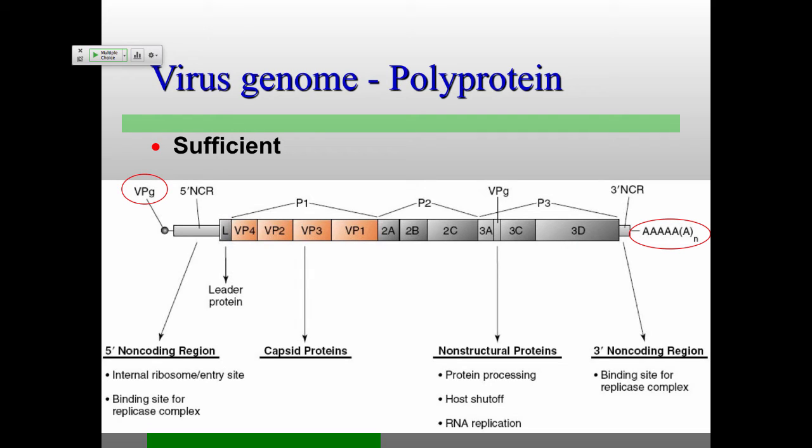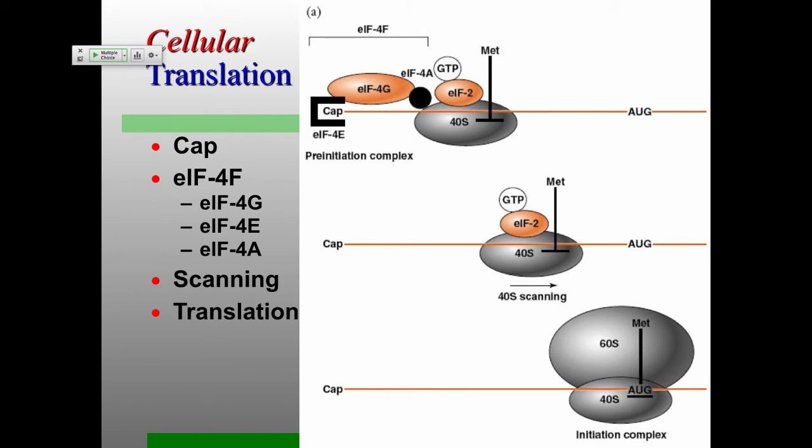So if you have this VPg at the 5' end of your genome, does that look like a normal messenger RNA? No. So somehow you've got to get translation taking place. So what happens with a normal messenger RNA? We have a nice cap structure, cap binding proteins, eIF4E, 4G, et cetera, all of these guys bind to the cap structure, help the small subunit of the ribosome to bind together with eukaryotic initiation factor 2 and GTP, which then gets you your functioning ribosome.